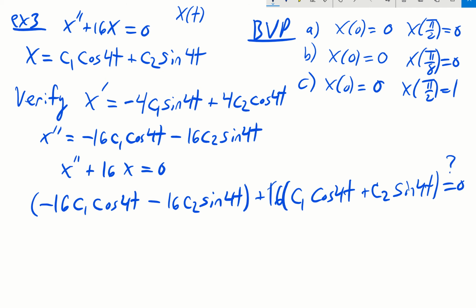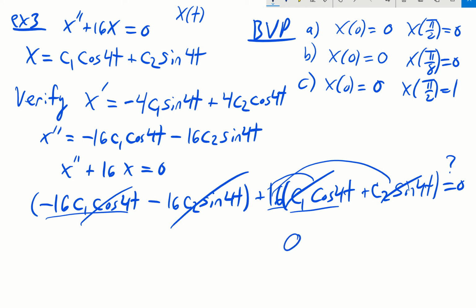Well, sure enough, if you distribute the 16 into the first term, that'll give us a 16 c1 cosine of 4t and a negative 16 c1 cosine 4t. So those two terms will end up canceling. When we distribute the 16 into the second term, you get a 16 c2 sine 4t, and that will cancel with a negative 16 sine 4t times c2. So we do get 0 equal to 0. So indeed, this function is a solution to the general differential equation.